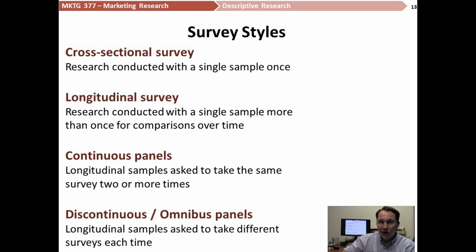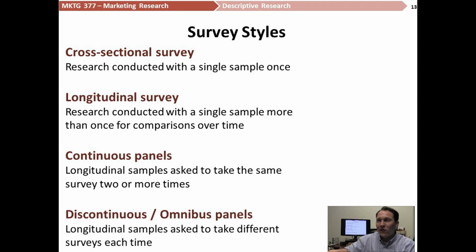So with a cross-sectional survey, again, think about it as drawing samples from different compositions. So if I wanted to sample students that have been through Marketing 377, I could draw a sample from each of the classes that I have taught. And each sample would be unique and different from the others. It wouldn't have any overlap, or generally would have very little overlap.